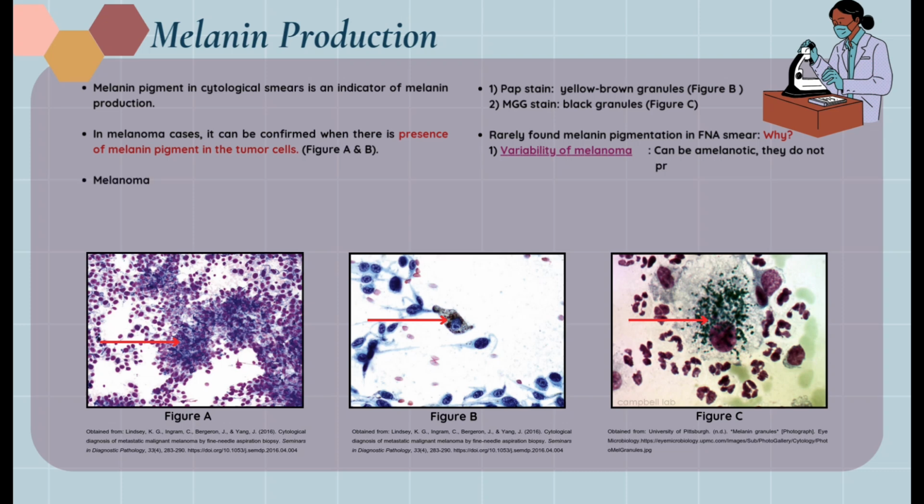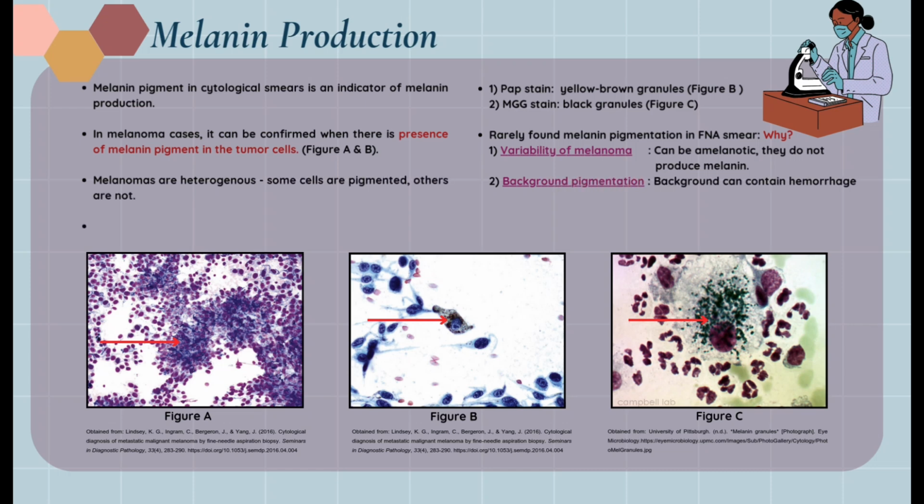But melanoma is heterogeneous. So, some of the cells might be pigmented while others are not. In FNAs, melanin production is rarely found because of variability of melanoma. They can be amelanotic, in which there is no pigmented cell shown. Background of FNA samples can also contain hemorrhage and necrosis. It may obscure the visibility of melanin granules.